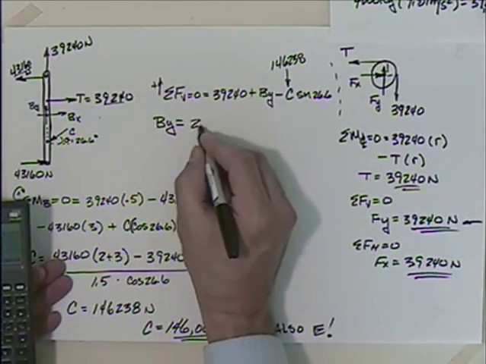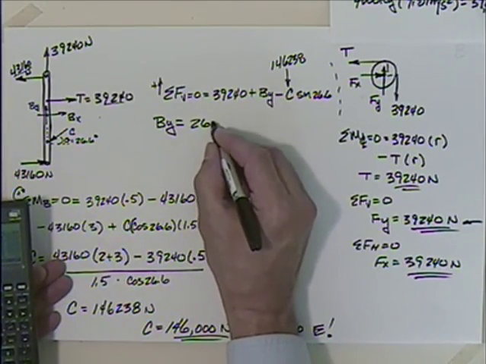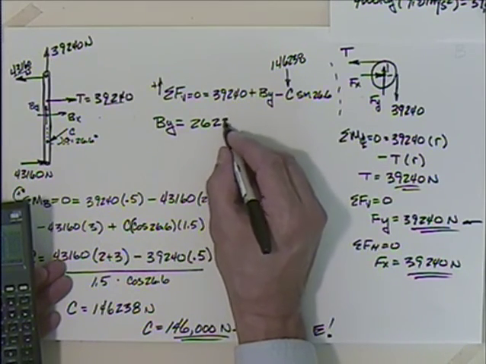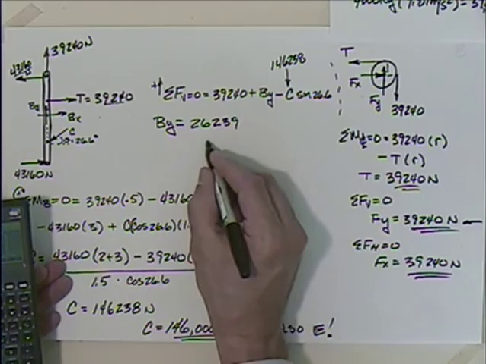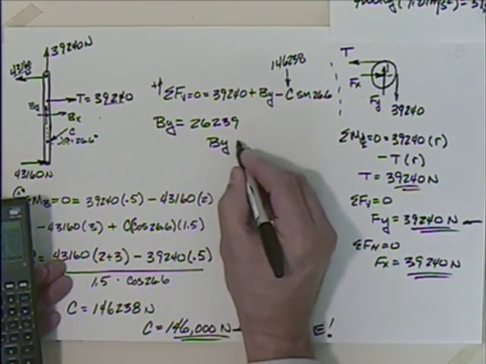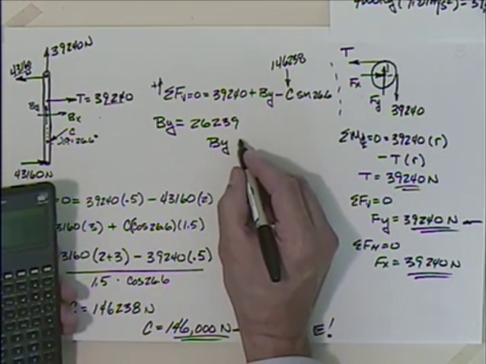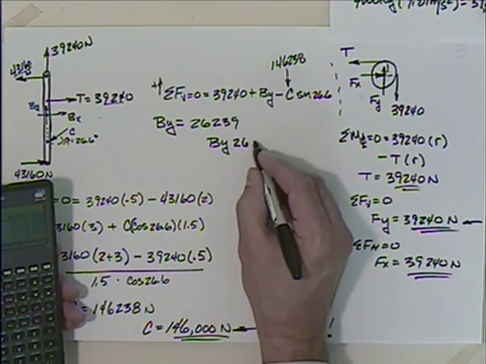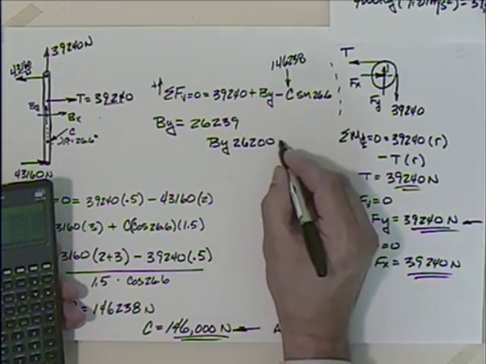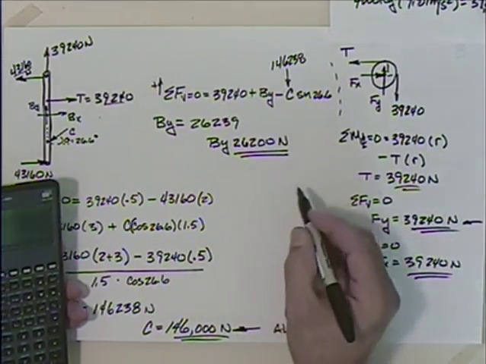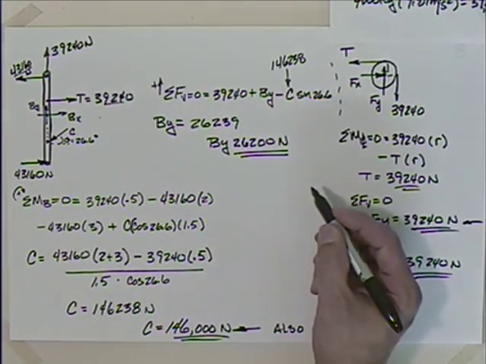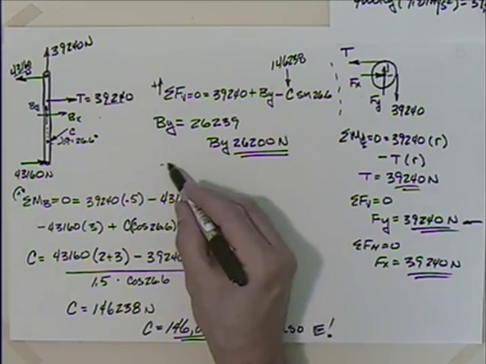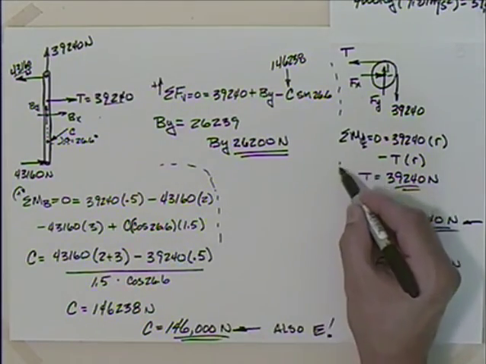And when we do that, By turns out to be equal to, let's see, 26,239. And again, let's get a reasonable number of significant figures here. We could say 26.2. It's 26,200 newtons. Okay, 26,200 newtons. Good.